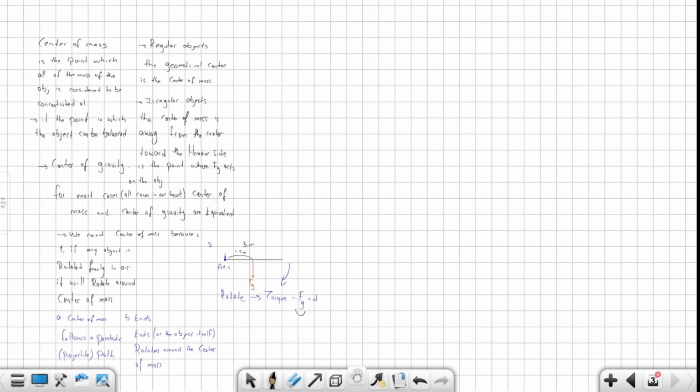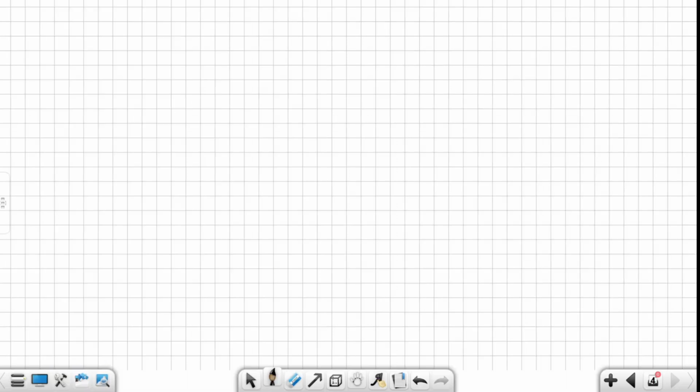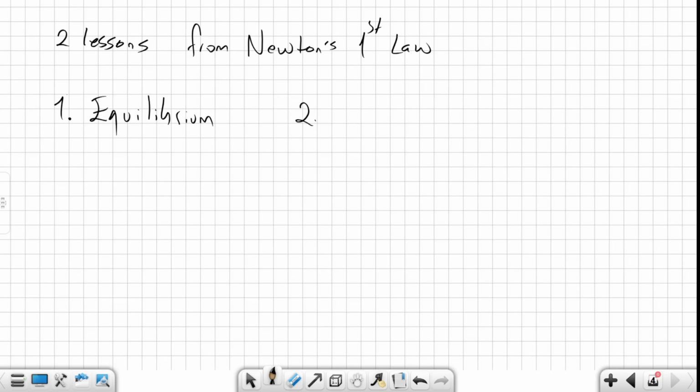The next topic is equilibrium. If you remember, Section 3 of Chapter 1, we talked about Newton's first law. In Newton's first law, we learned two lessons. The first one was equilibrium, and the second was inertia.